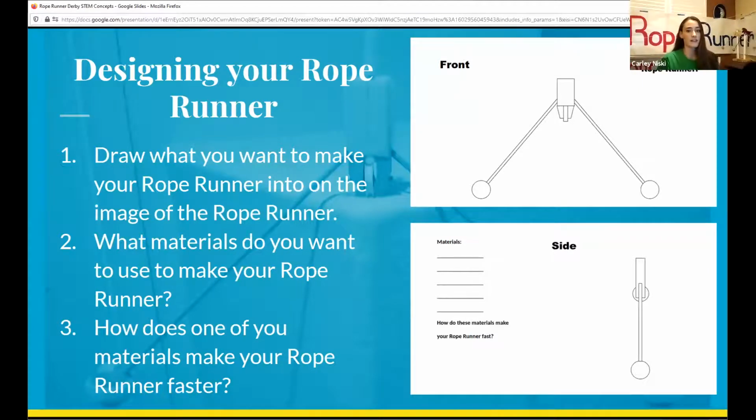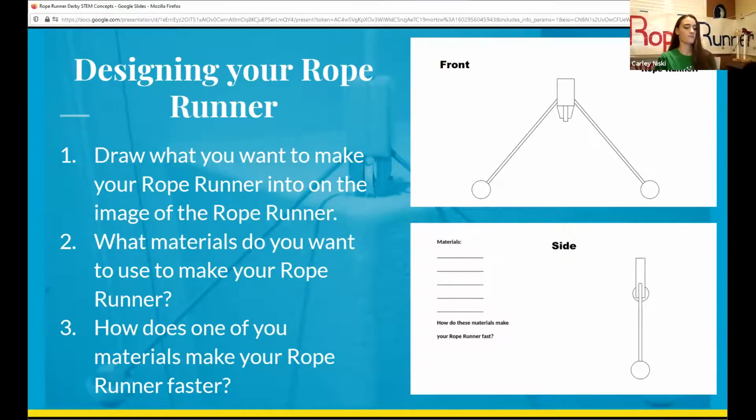So we're going to spend 20 minutes on the design for our rope runner. Does anybody have any questions? Yes, could you repeat the instructions? You glitched out for me.